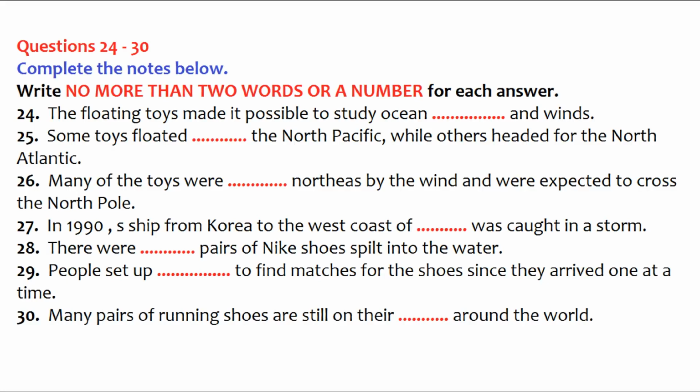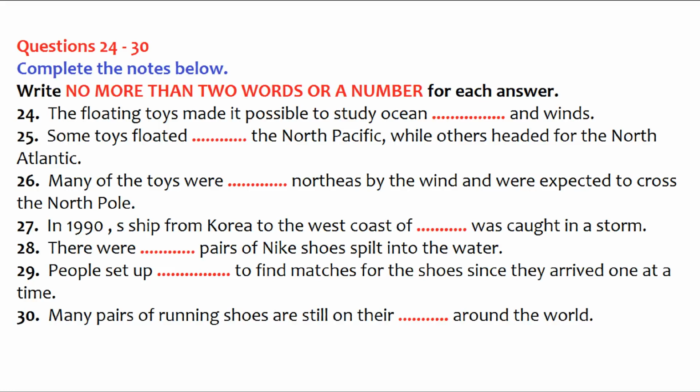In 1990, a ship travelling to the west coast of the United States from Korea was caught in a severe storm. The waves swept 21 containers of Nike shoes into the water. Scientists estimate that about 80,000 running, jogging and hiking shoes, 40,000 pairs of shoes, to you and me, hit the water at once. The shoes were for men, women and children.